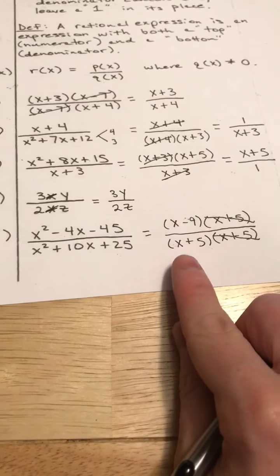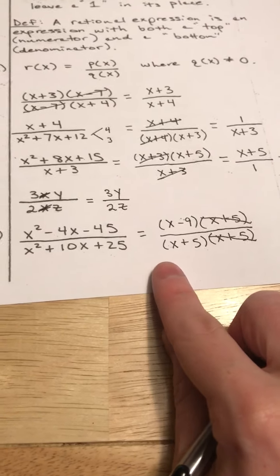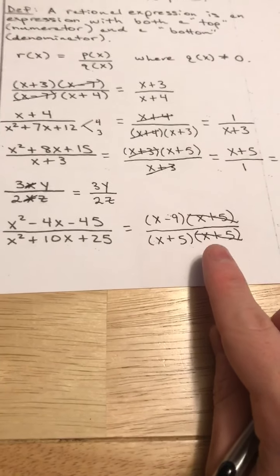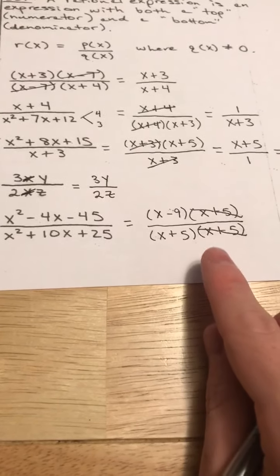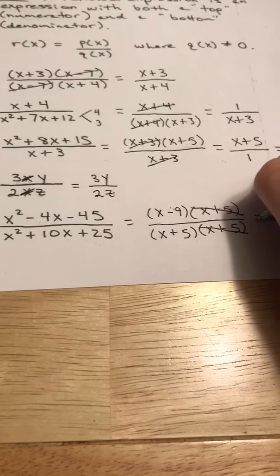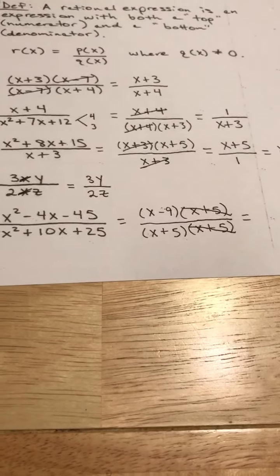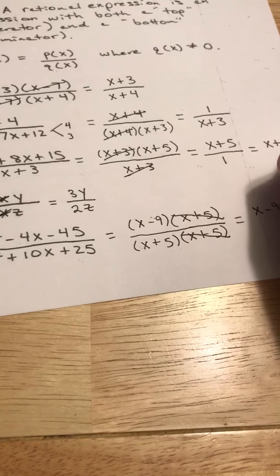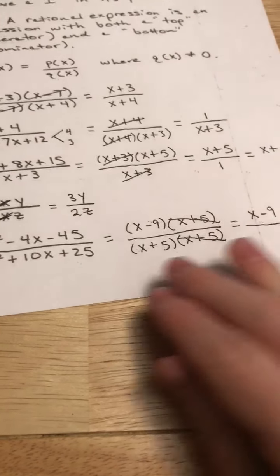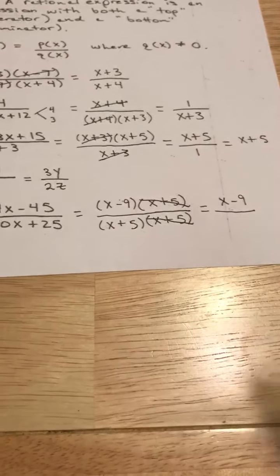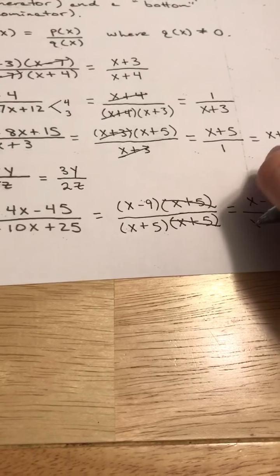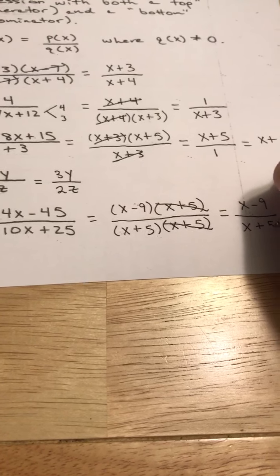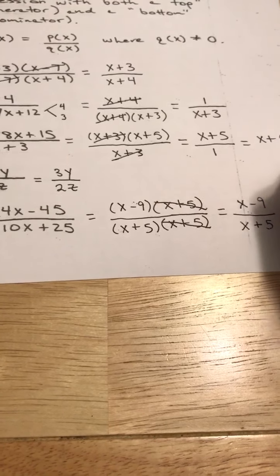And I know there's still another x plus 5 at the bottom, but if you cross out 1 at the top, you got to cross out 1 at the bottom. So I can't really do anything else to this. I got to leave it the way it is. So what's left at the top? X minus 9. And what's left at the bottom? That'll be that x plus 5 that we didn't cross out.